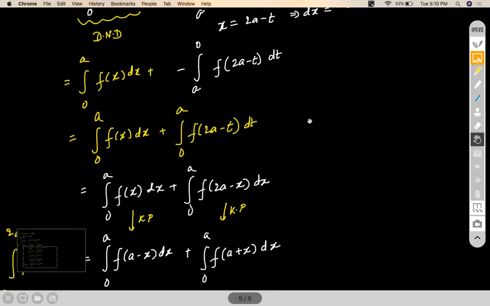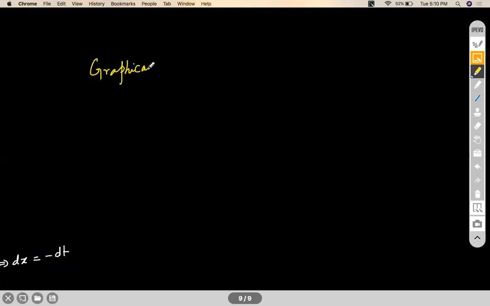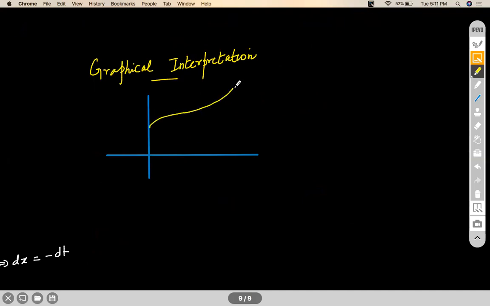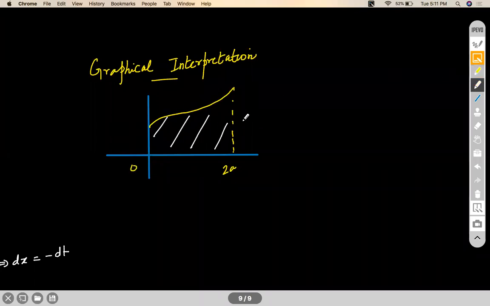Now let us prove this graphically. Graphical interpretation. If you want to integrate a function from 0 to 2a, let us say this is my graph of the function from 0 to 2a. You're looking for the area below this function and the x-axis if you want to evaluate this.